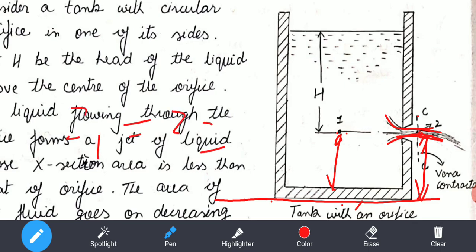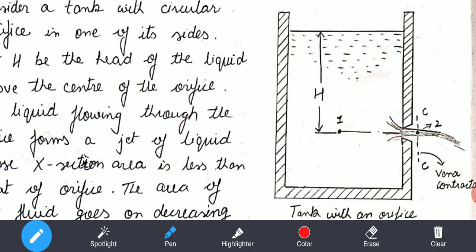One more thing, here the velocity is V1 and here the velocity is V2, and at section 1 it is within the tank. So in the tank the water is in still conditions. Although it is flowing through this orifice, the velocity here is almost negligible, so V1 here is 0.